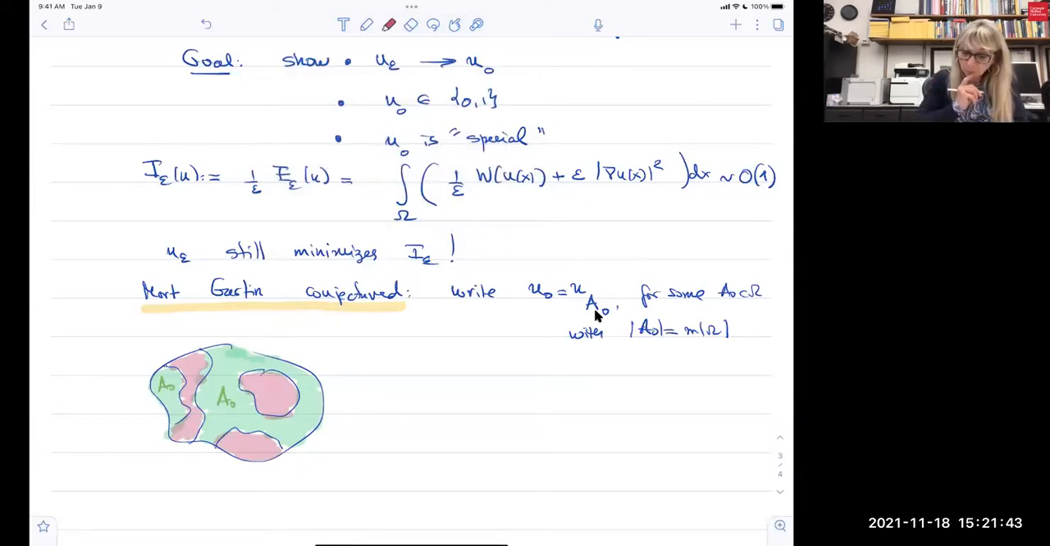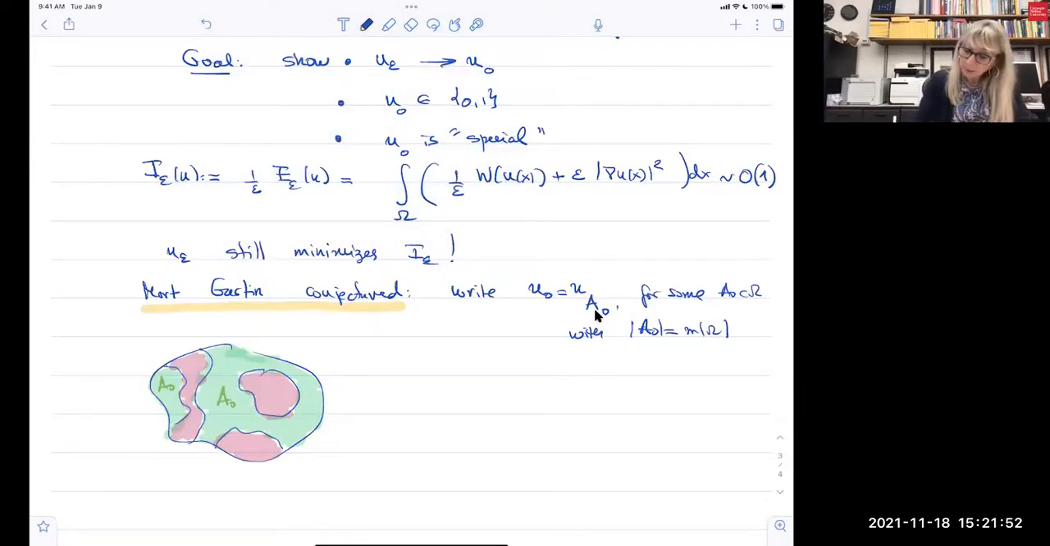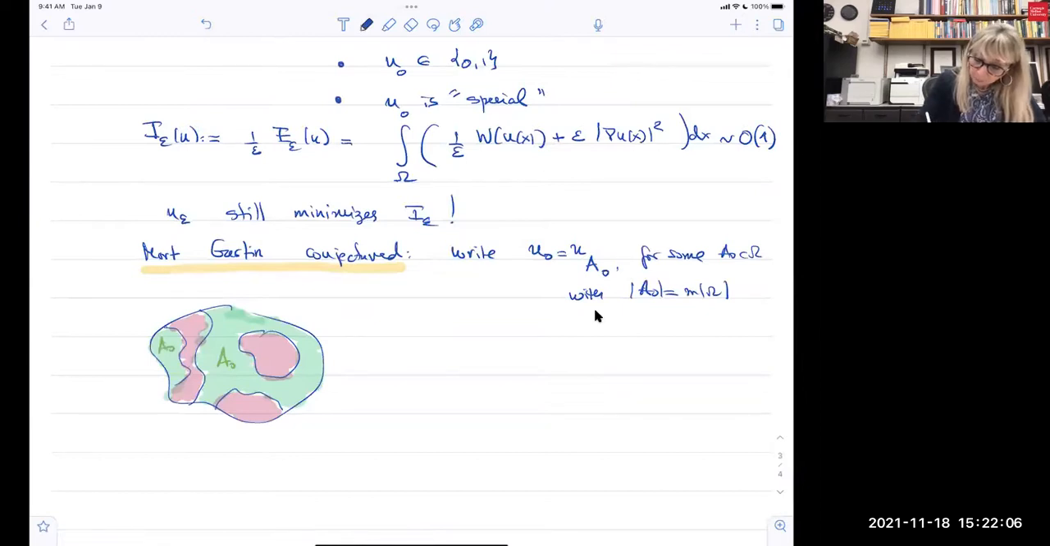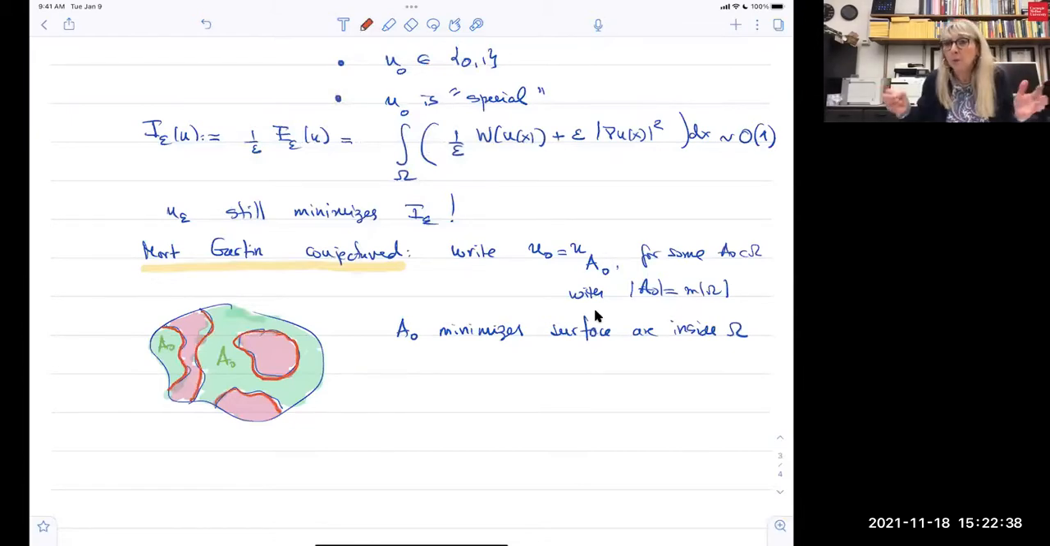And the point is that what Mort Gurtin conjectured was, by the way, Mort Gurtin was a colleague, well, he's still around here at Carnegie Mellon. And he conjectured that, oh, you know what? Among all these designs that I can have, this A0 minimizes surface area inside omega. So in other words, I'm not going to look at the boundaries with the container, but just what happens inside of omega, right? And this is going to be a theorem that says that indeed, among all possible distributions of 0s and 1s, choose the one that minimizes surface area.